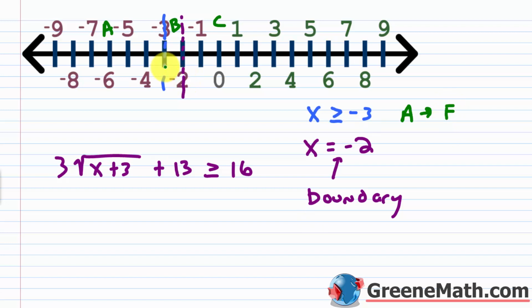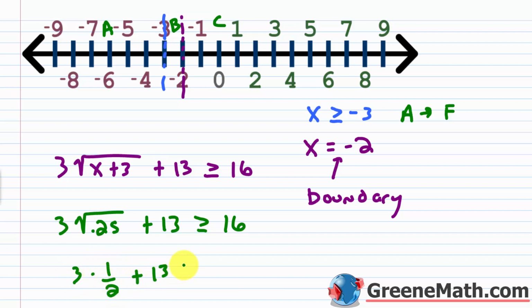So between -2 and -3, I'm going to pick a value of -2.75. So -2.75 plus 3 would be 0.25. So I would have 3 times the square root of 0.25 plus 13 is greater than or equal to 16. So what's the square root of 0.25, or what's the square root of 1/4? Well, it's going to be 1/2. So this would be 3 times 0.5, or 3 times 1/2, plus 13 is greater than or equal to 16. And again, 3 times 1/2 is just 3 halves. So you'd have 3 halves plus 13 is greater than or equal to 16.